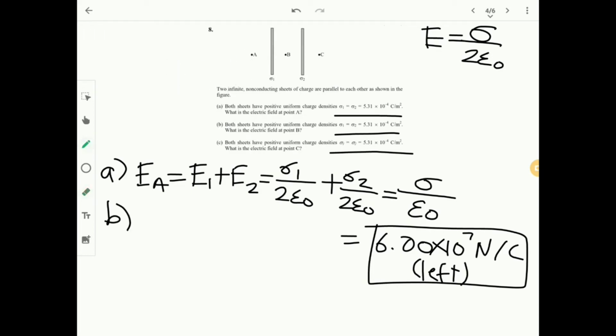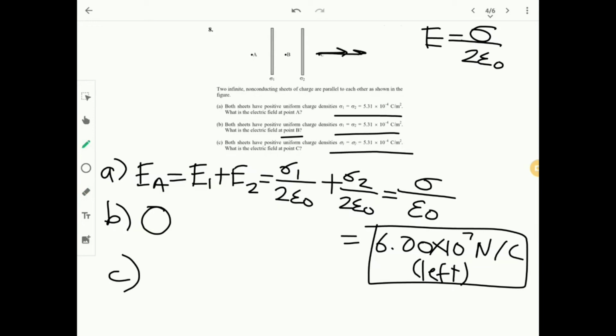C. Again at point C, both are positive, both point away. Now it's again the exact same calculation, so copy paste, equals 6.00 times 10 to the 7 newton per coulomb. Only one change. What is that change? It's pointing to the right. These questions are very easy. You just have to read the question very carefully.